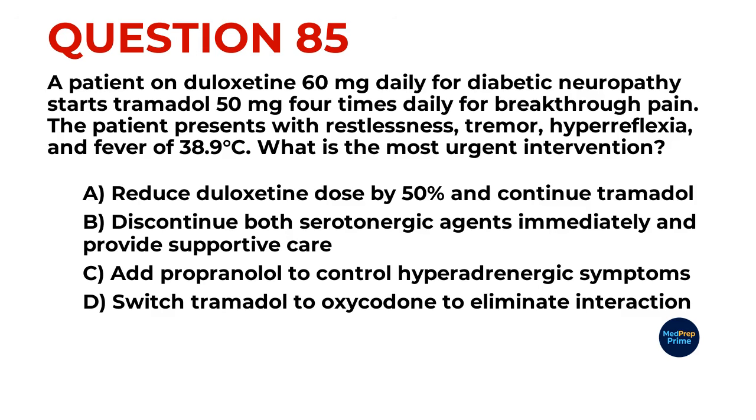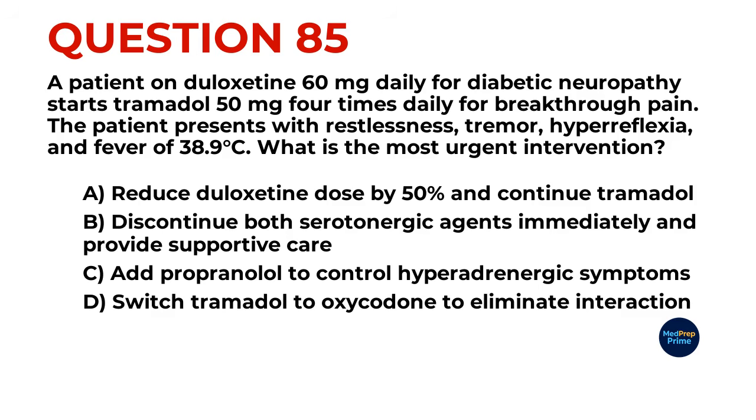A patient on duloxetine 60 mg daily for diabetic neuropathy starts tramadol 50 mg 4 times daily for breakthrough pain. The patient presents with restlessness, tremor, hyperreflexia, and fever of 38.9 degrees Celsius. What is the most urgent intervention?